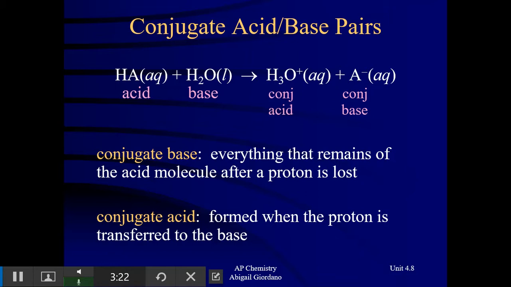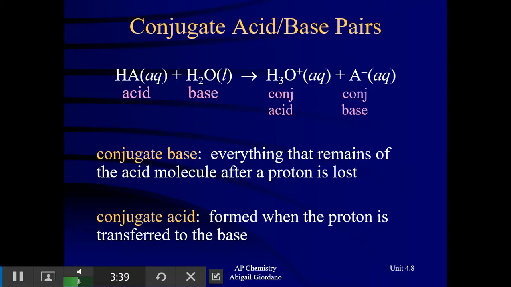So you're going to have, particularly in multiple choice, questions that give you a reaction and ask, what is the acid in this reaction? What is the base? Or what is the conjugate acid? What is the conjugate base?